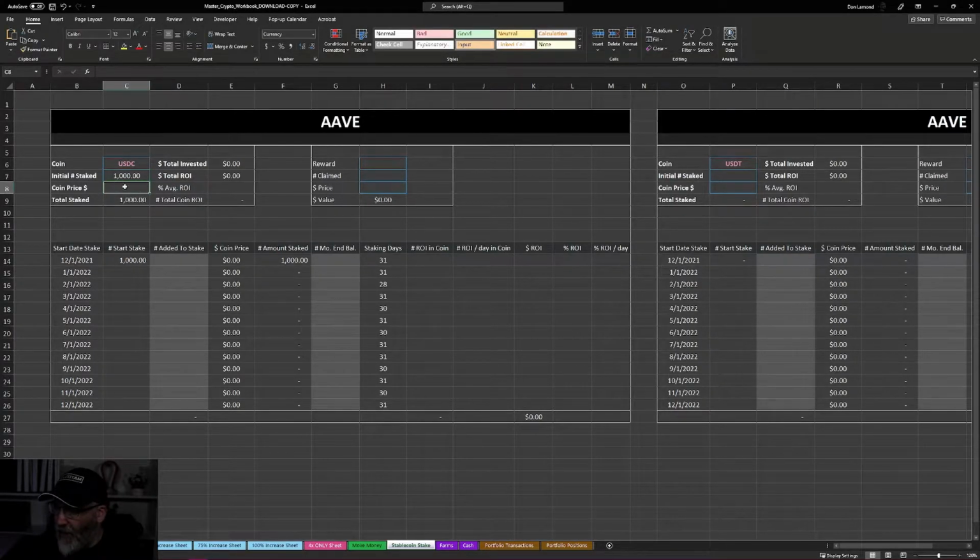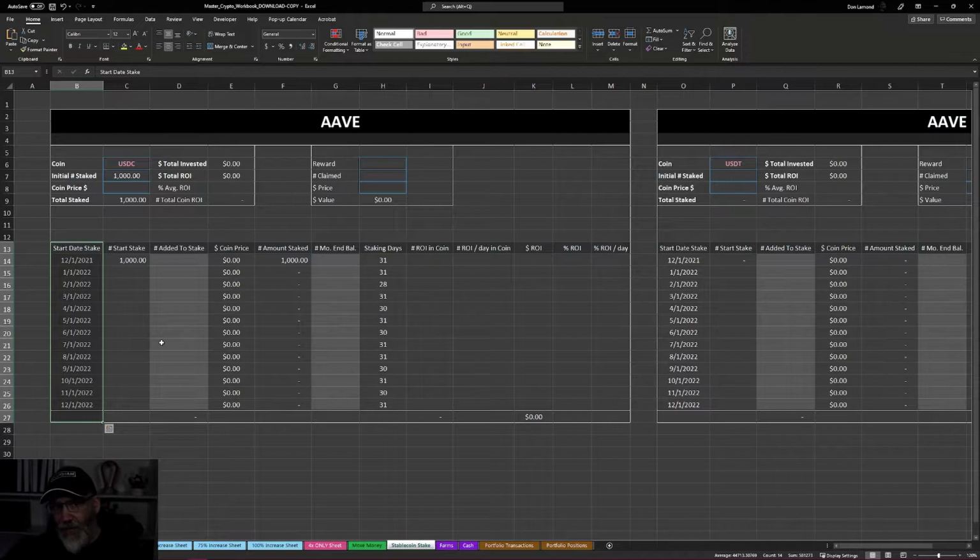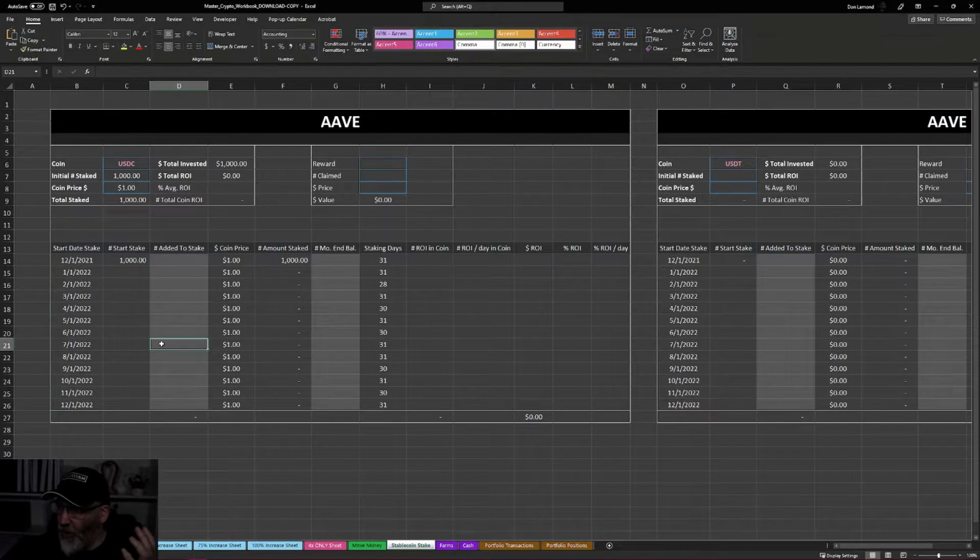I just put that in there, and all of a sudden I have a number that's here, a start stake. None of this will get filled out, and an amount staked, and it's going month by month by month. Notice the months are pre-filled. This is a 12-month cycle that I'm going to play with. Now, the coin price, of course, is $1 because they're always $1, and that's what it is. Now, I don't have any information here because nothing's happened yet.